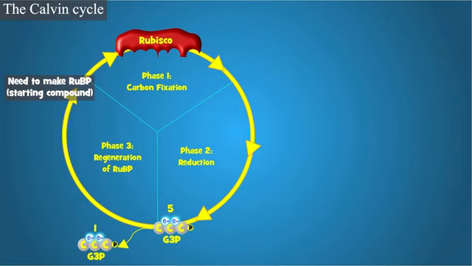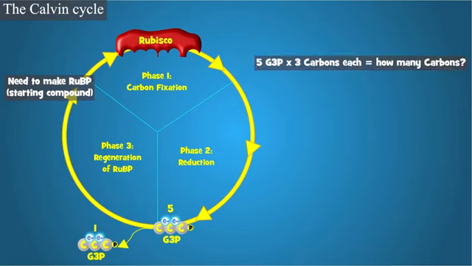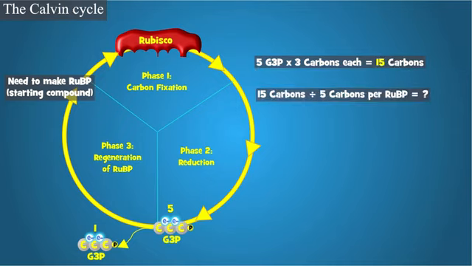Now, I'm going to give you a moment to think. If we have 5 G3P molecules, and each one has 3 carbons, how many carbon atoms do we have? Now that you have the answer, how many 5-carbon RuBP molecules can we make using those carbon atoms? I'm guessing that you figured it out. We can make 3 RuBP molecules.